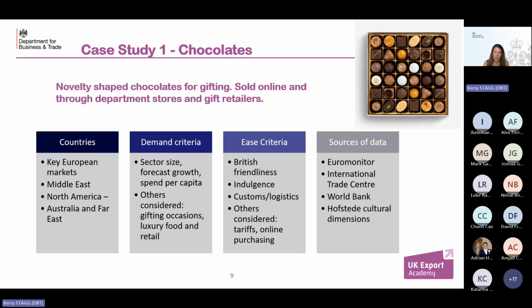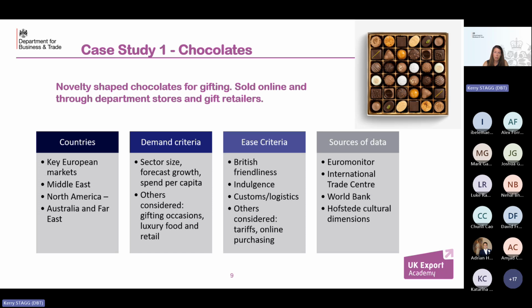So our case study number one is chocolates, hopefully something everybody can relate to. This company produced novelty shaped chocolates for gifting. And they sold them online and also through department stores and gift retailers. They'd been selling into Europe a little bit prior to DBT's intervention, mostly online. But they did have a few problems with shipping post-Brexit, and they wanted to look further afield to countries with a strong luxury retail market and appreciation of quality.